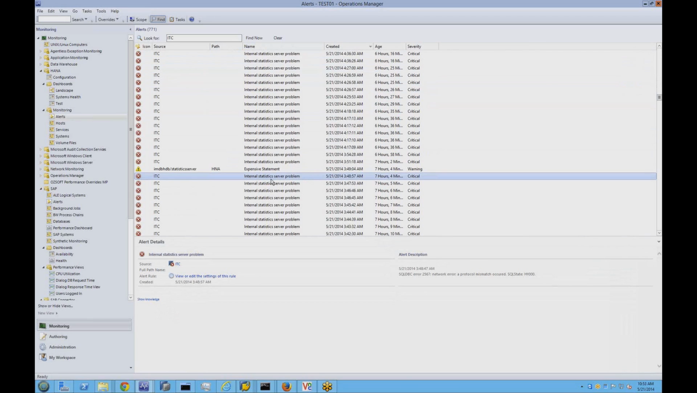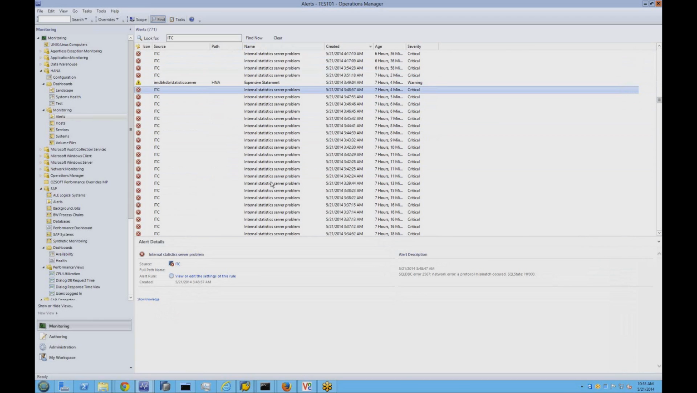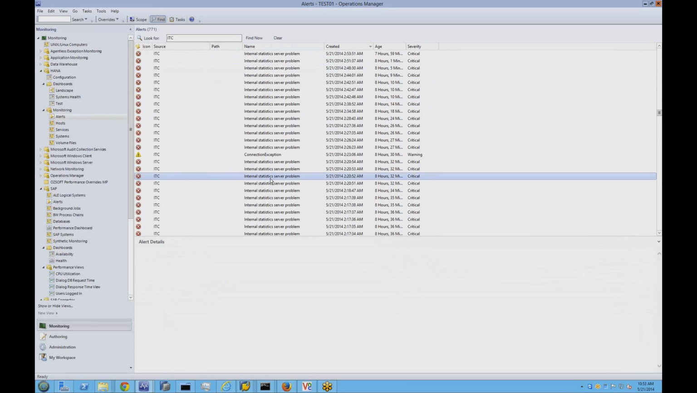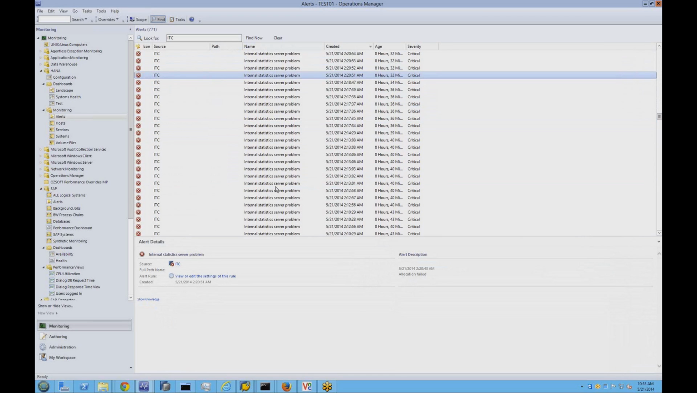Let's see our database for ITC. Let's continue to scroll down past all of these. Again, allocation failed on the alert, so that's an indication that the server is definitely having a problem with memory.